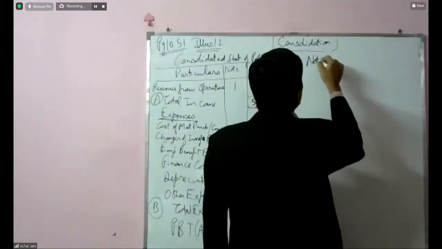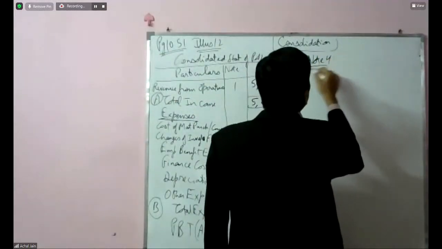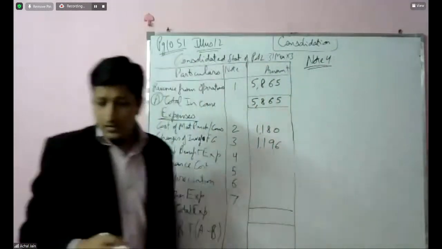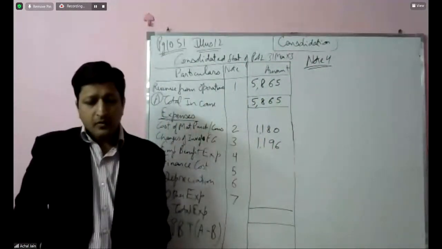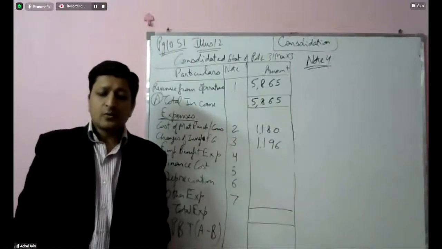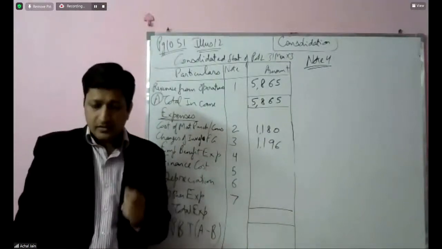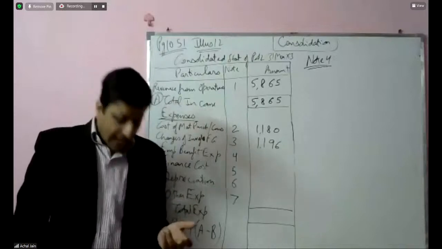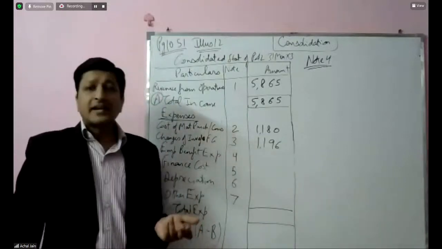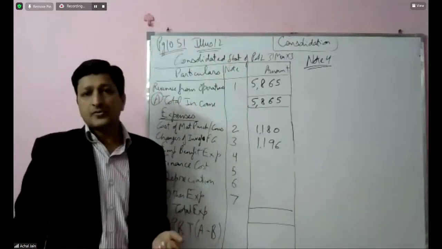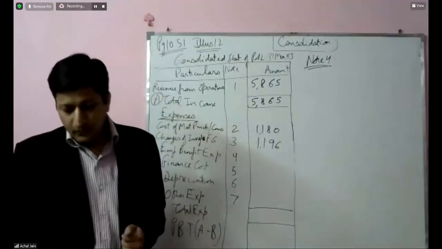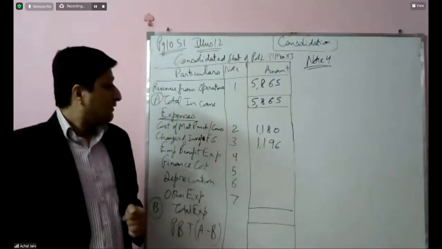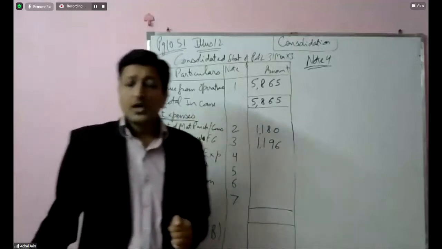Note number 4. I think Shamim computed this amount very well. Manish is saying 20 lakhs is the cost. Yes, so 20 lakhs is the cost. If you look at the inventory at cost, this will be 20 lakhs. That's absolutely correct. Okay. Now moving on to the note number 4.